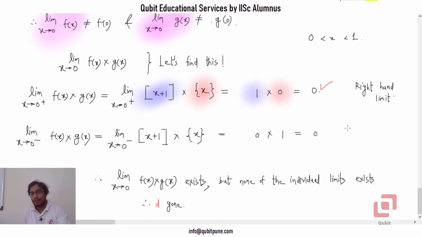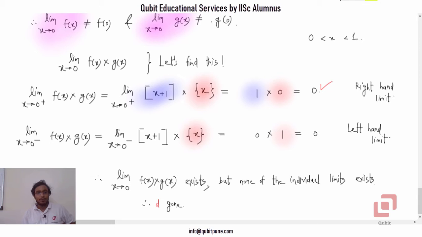Now let's talk about the left hand limit. So limit as x tends to 0 from the left of f into g, our functions. Now you realize that the fractional part will actually tend to 1, because when it comes to negative 0.1, the fractional part is actually 0.9, you know that. So in the limiting case it will be equal to 1.